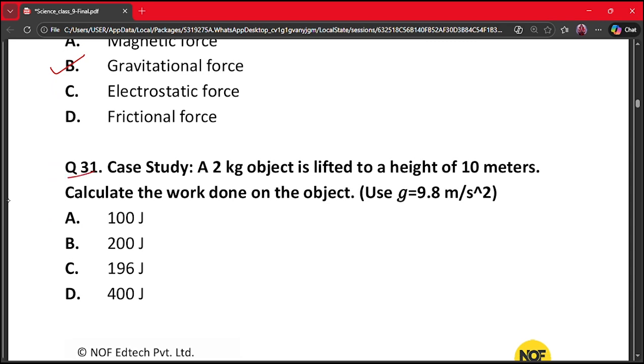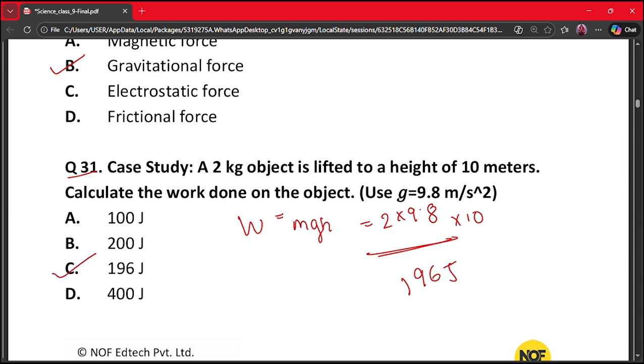Next question is question 31. Case study. A 2 kg object is lifted to a height of 10 meters. Calculate the work done on the object. Use g as 9.8 meter per second square. A. 100 joule, B. 200 joule, C. 196 joule, and D. 400 joule. So here work is equal to mgh, which will be equal to 2 into 9.8 into 10. So this gives us 196 J. So our correct answer is option C.